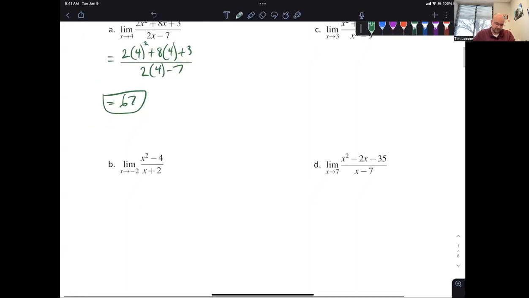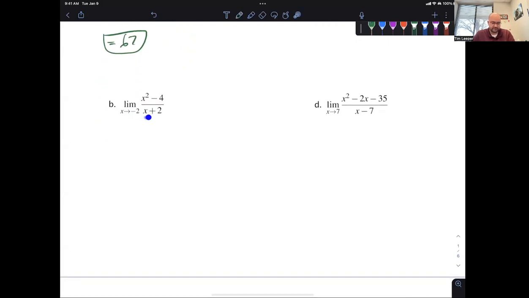For part B down here, notice if I plug in -2 down here, that's giving me 0. But if I plug in -2 up here, that gives me 0. So it's 0 over 0. So that means I can probably do something. When that happens, you need to go ahead and factor everything.